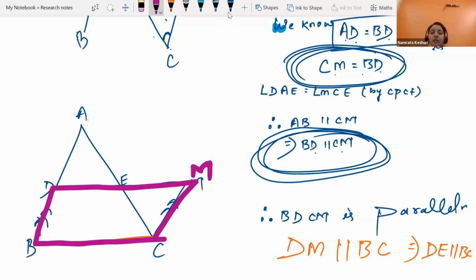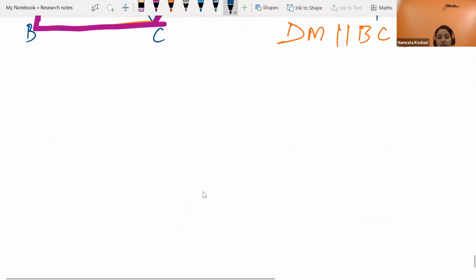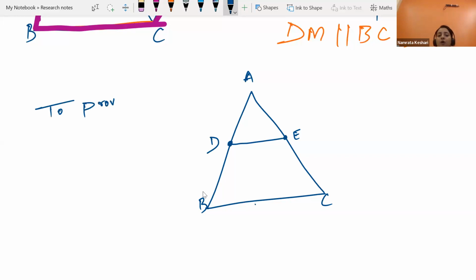I am summarizing everything over here. This is the second time I am summarizing it, then the third time we'll be writing it. So again focus. We were having a triangle named ABC. D is the midpoint of AB, E is the midpoint of AC, as given in the theorem. Now joining these two midpoints, the line segment DE is parallel to the third side. That's what we have to prove. You don't have to copy now. We have to prove that DE is parallel to BC.